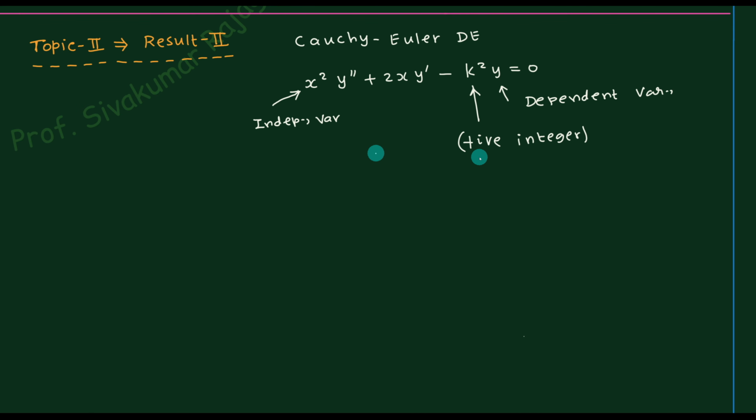So by writing a k square here, you are indirectly providing the clue that the k square has to be a positive number. This minus is a different story. K square itself is a positive number only. You cannot have a k square as a negative number. In case you want to agree for a negative number, then you are going for a complex variable.